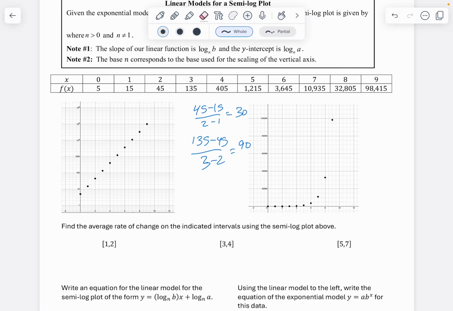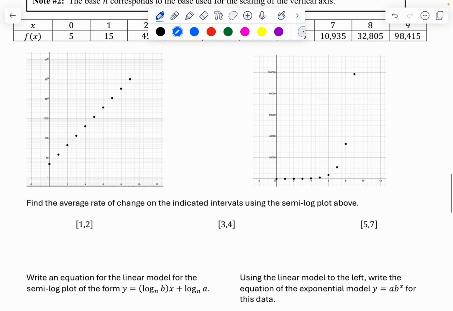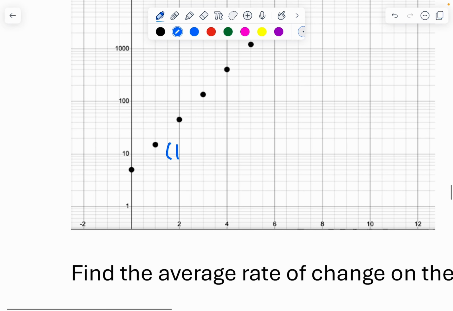And so what we have to do is not look at the actual y values, but take the log of those y values. So this first one, we're going to use the coordinates. This would be the point (1, log of 15), and this would be the point (2, log of 45).